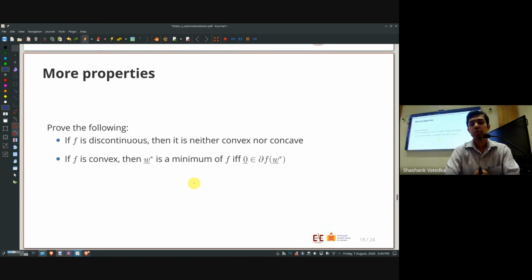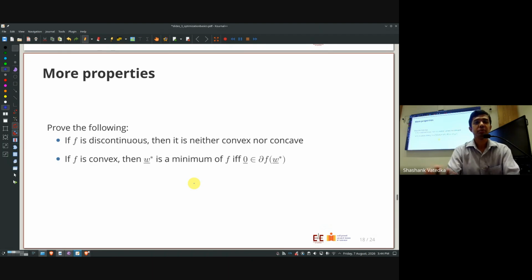And if f is convex, then W star is a minimum of f if and only if 0 lies in the subdifferential set, or 0 is a subgradient at that particular point. Again, I say W star is a minimum, which means that there could be multiple minima. Can that happen for a convex function? Can a convex function have more than one minimum or one minimum point?